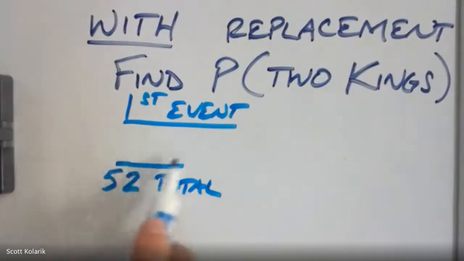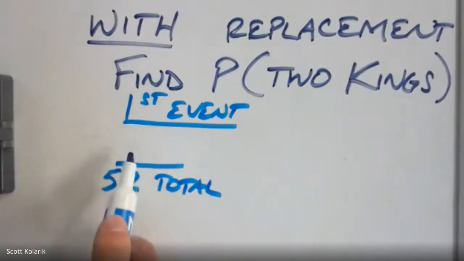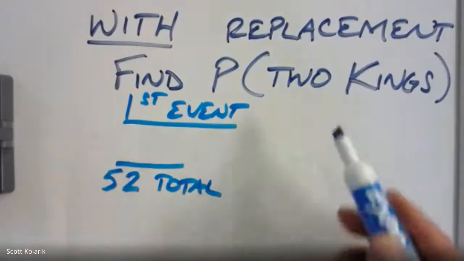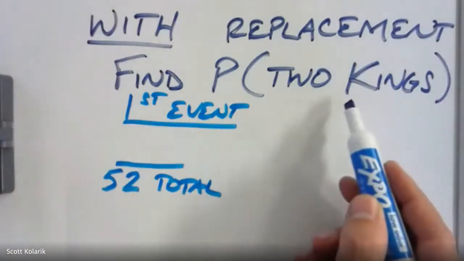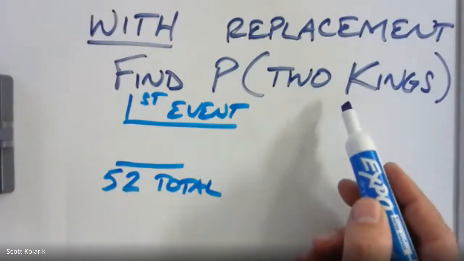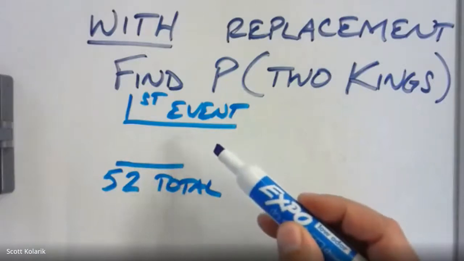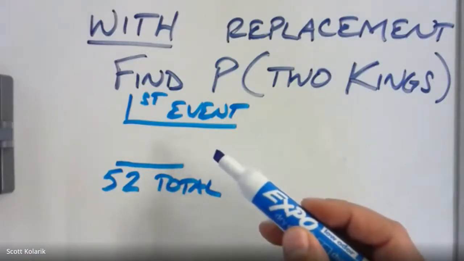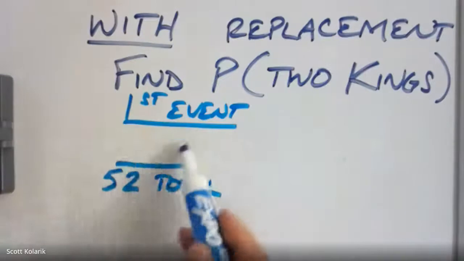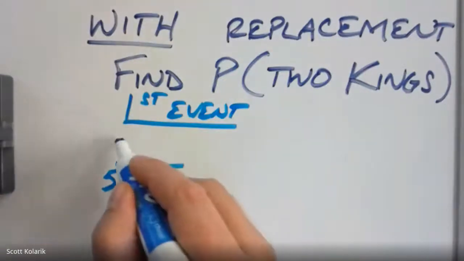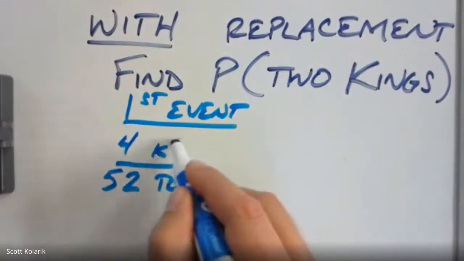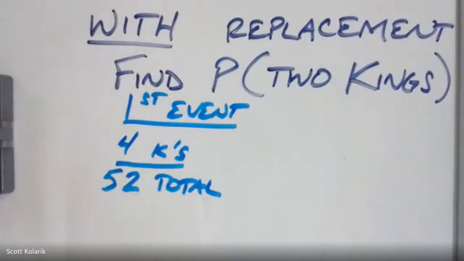The numerator is going to represent what we call the favorable outcomes. In other words, my measurement that I'm trying to figure out the likelihood of here is I want to pick 2 kings. So with my first selection, I want to look for the likelihood of picking a king. And so I want to know how many ways there are to pick a king. And for those that don't know, there are 4 kings in a deck of cards, 1 for each suit: hearts, diamonds, clubs, spades.